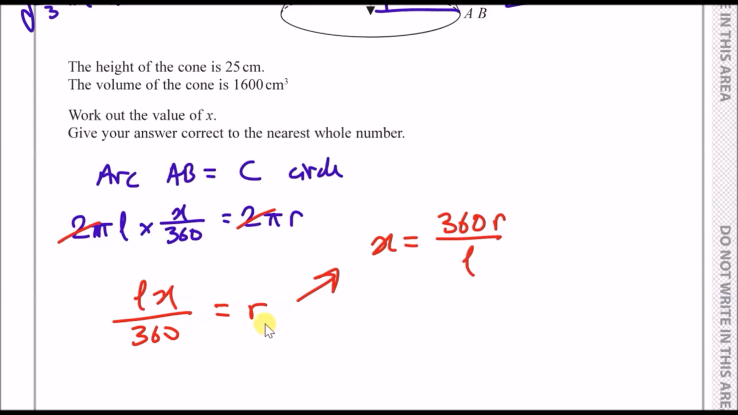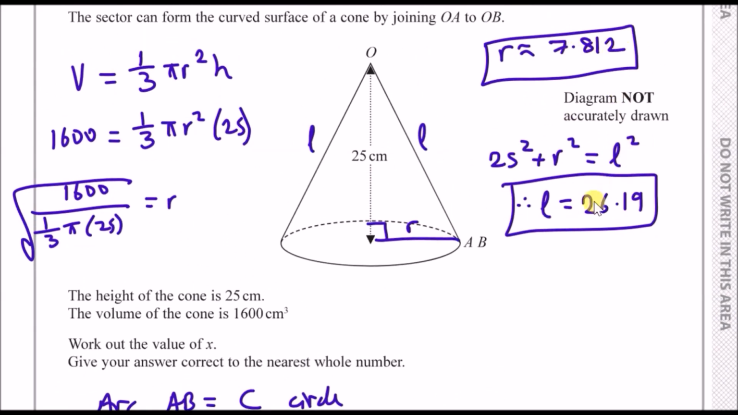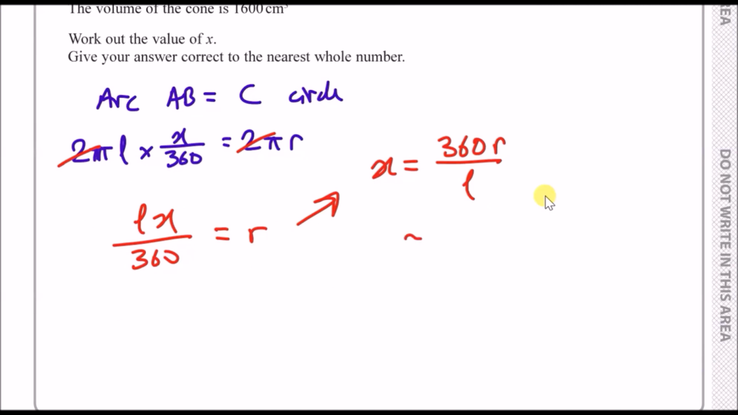And you're done. And just pop in the values for r and L. Remember, r is 7.812 and L is 26.19. If you drop them in carefully, you should end up with an x value to the nearest whole number of 107 degrees. And that's it, guys. This is the end of the question.